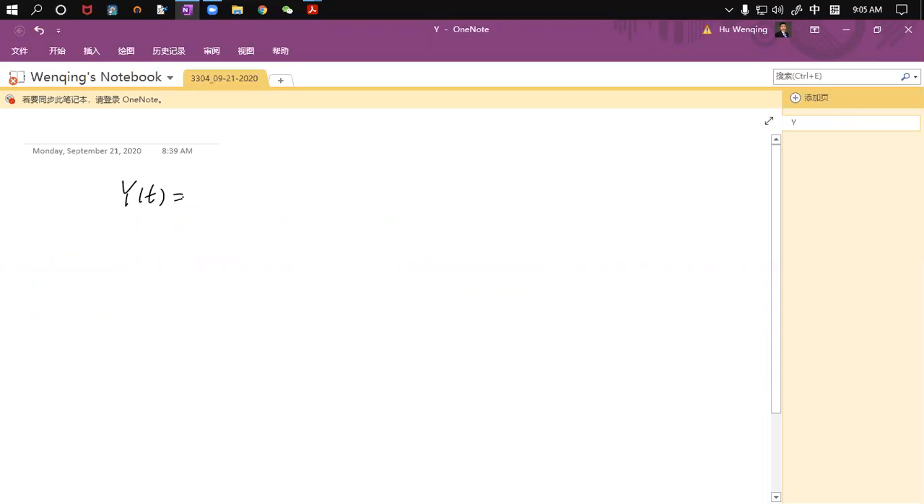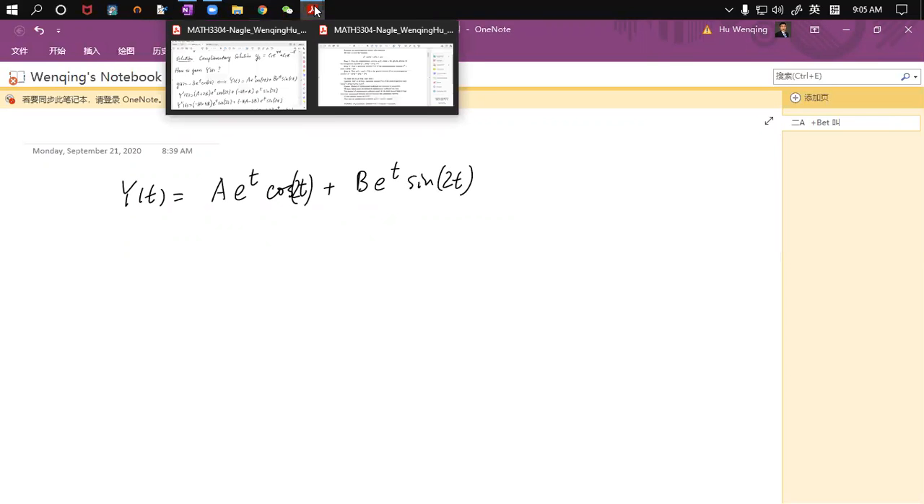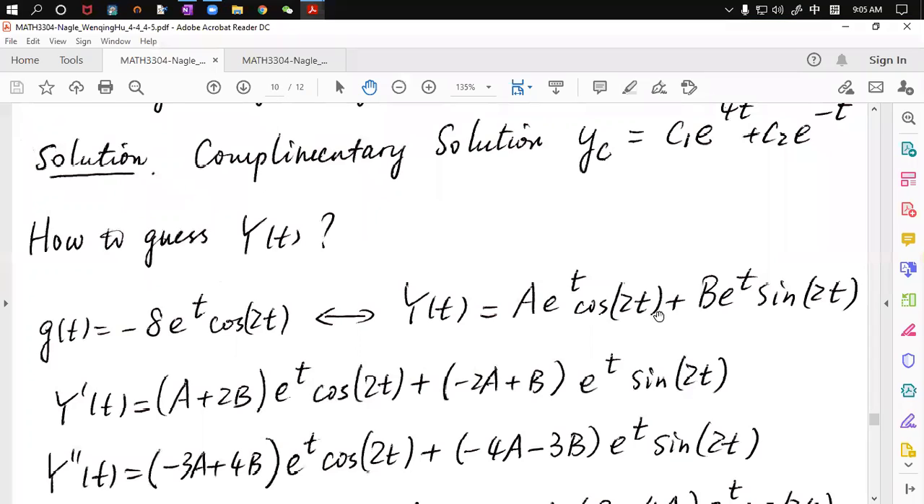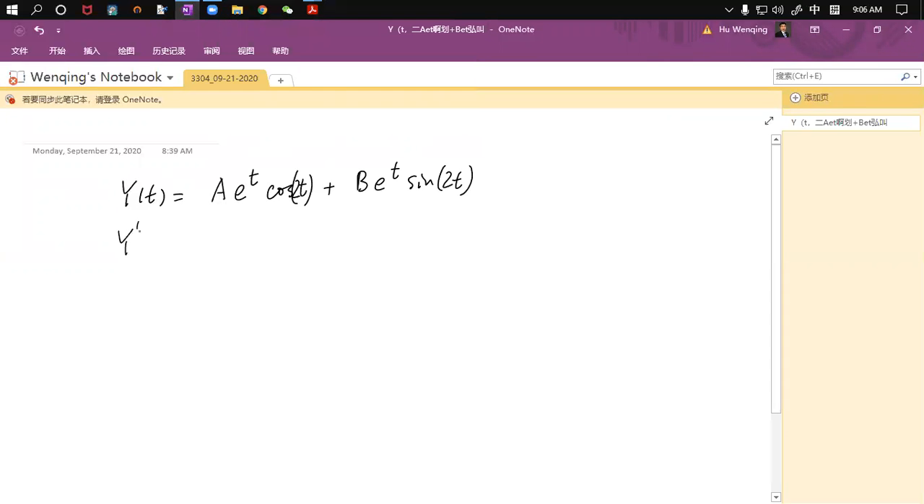So let's say y(t) is a times e to the t cosine 2t plus b times e to the t sine 2t. So cosine 2t and sine 2t. That means you have to take derivatives. So y prime of t is, here your derivative should be taken with respect to the product rule.